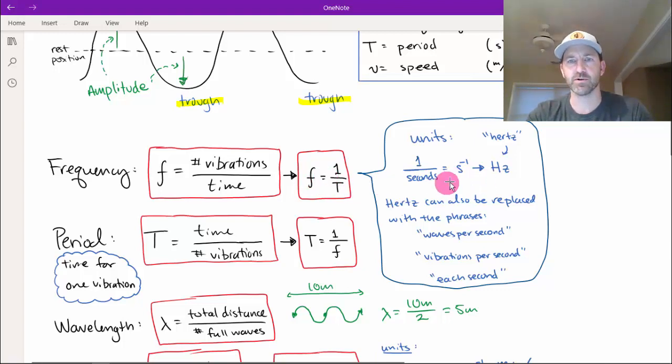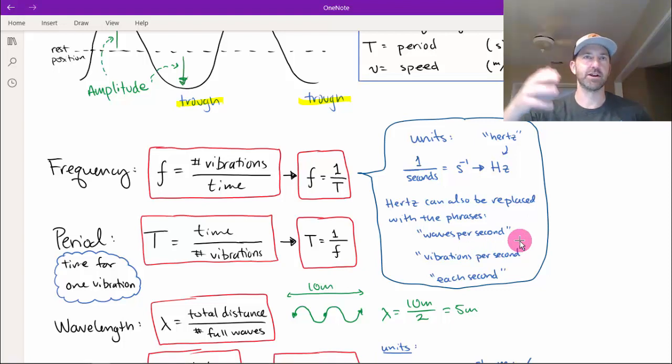Now the units for frequency are a bit tricky because it's not always listed in a problem, whether it's conceptual or mathematical, that the frequency is 17 hertz. The unit is hertz, which stands for per second or 1 over seconds, but sometimes you get phrases like waves per second. Like it'll say a water wave is being created and there's 4 waves per second. Well, that's the frequency. It's 4 waves per 1 second.